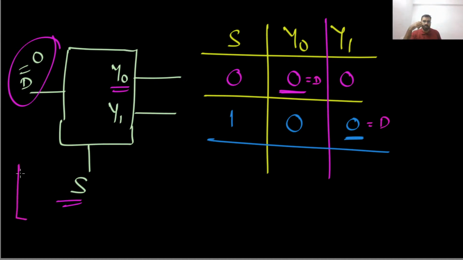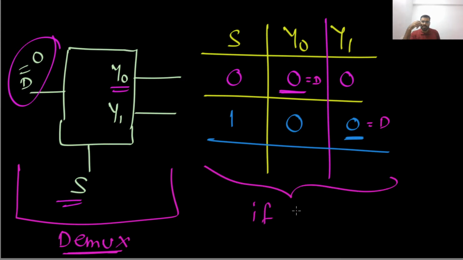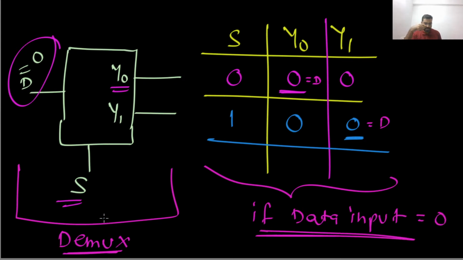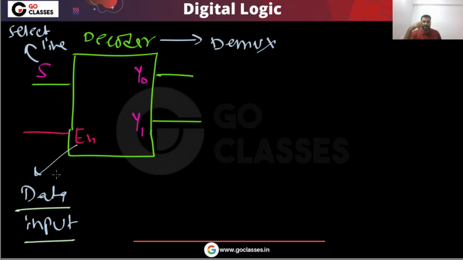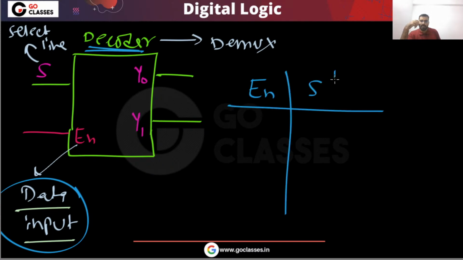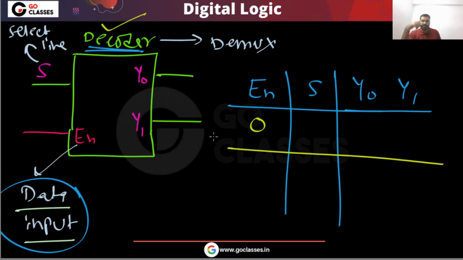In the demultiplexer, if the data input is 0, then this happens, correct or not? Now you can notice that I am taking this enable as a data input. Now let's see. This is a decoder. Tell me what will happen if enable is 0. In the decoder, if the enable is 0, then it does not matter what you have here. This will be 0, this will be 0.